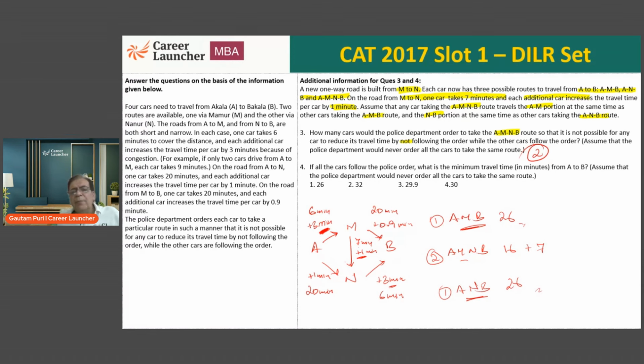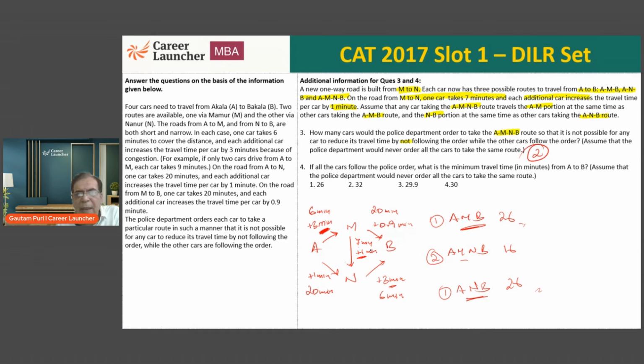Okay. So let's see. Now what does this mean? Effectively this means A, M, B, A and B. How many cars will be here? Okay, let me write it on the same thing and I'll write it in a different colored pen.